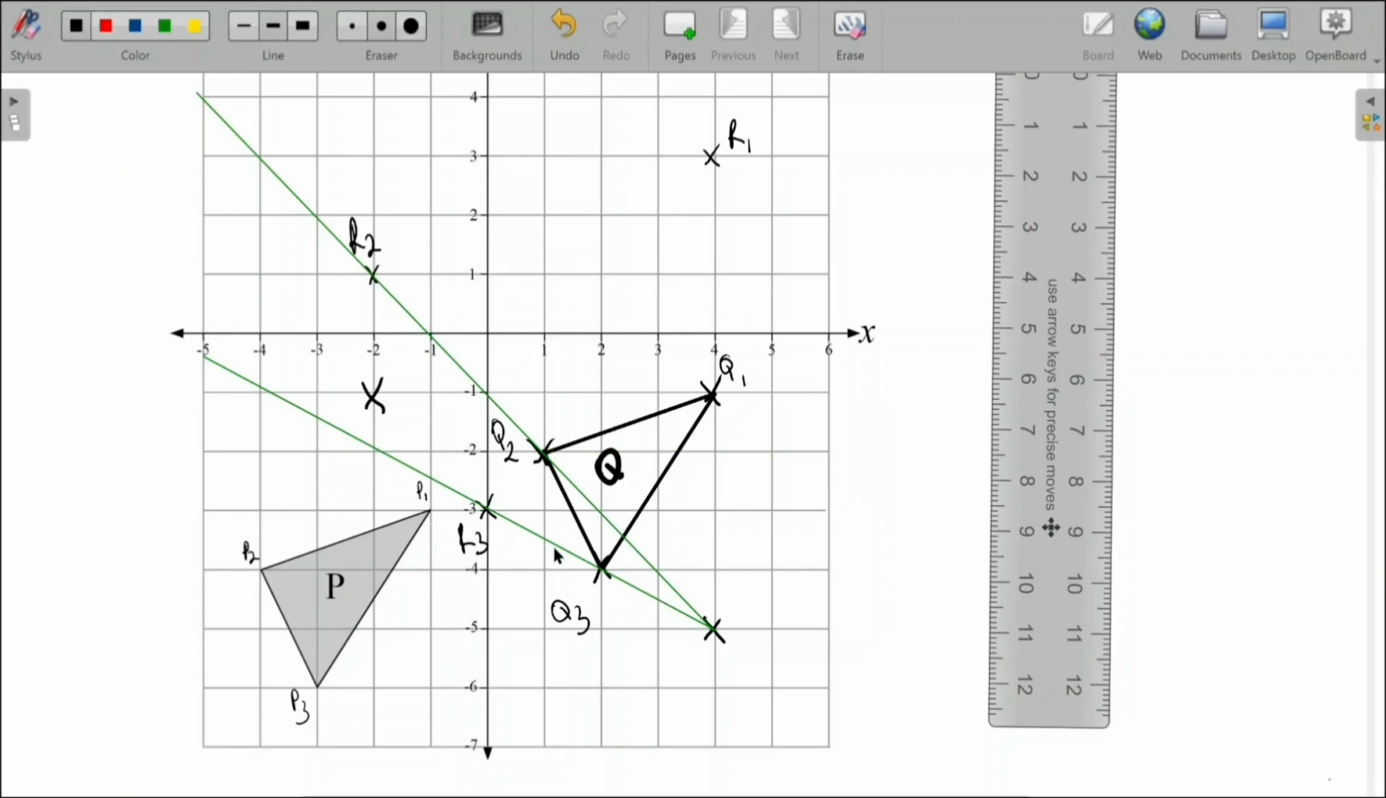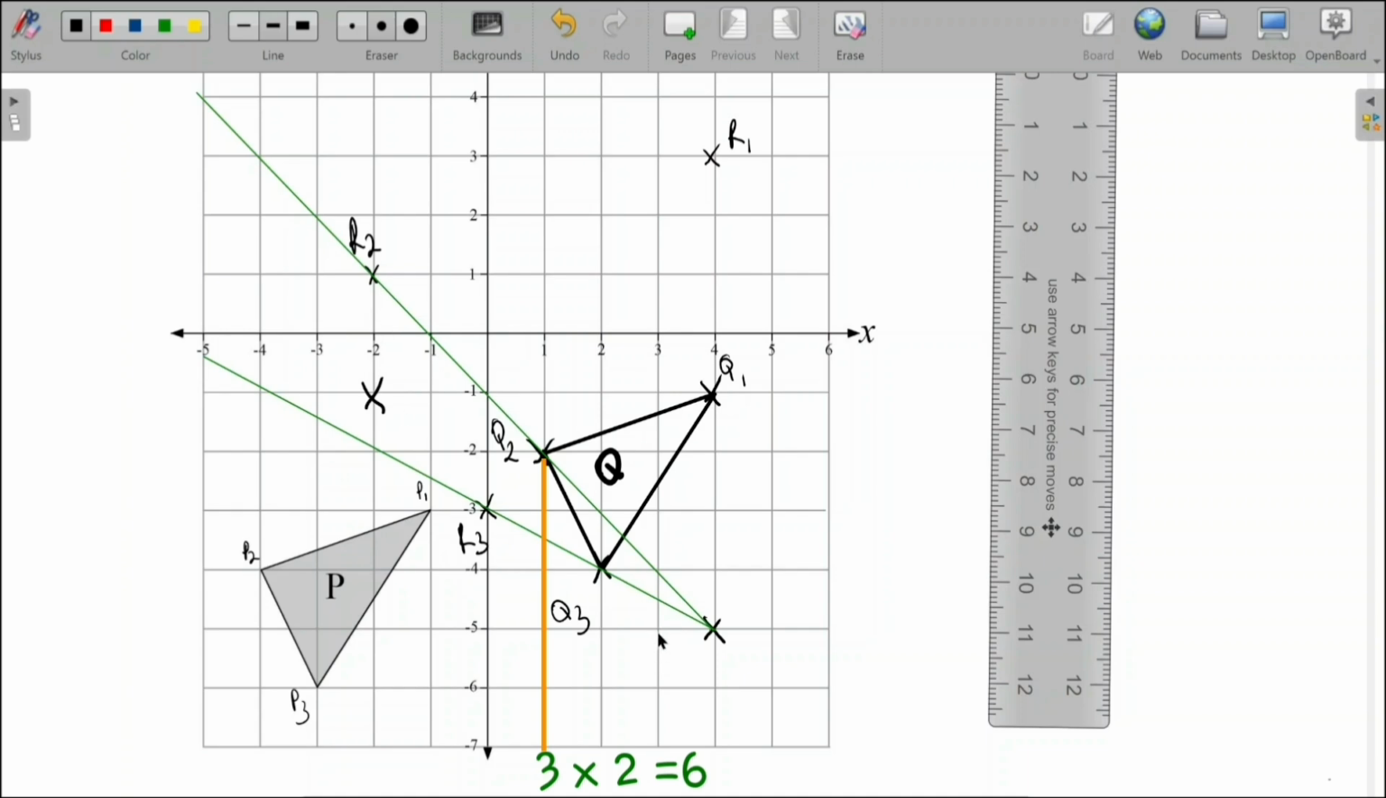You can also use the vertical lines to do this. This is the center of enlargement. We're still working on Q2. We count how many vertical lines away Q2 is from the center of enlargement. This is the center of enlargement. We count 1, 2, 3. Q2 is 3 lines away. Then R2, which is a corresponding point or vertex point of Q2 on triangle R, will be 6 lines away. That will multiply 3 times 2 to get the position of R2.